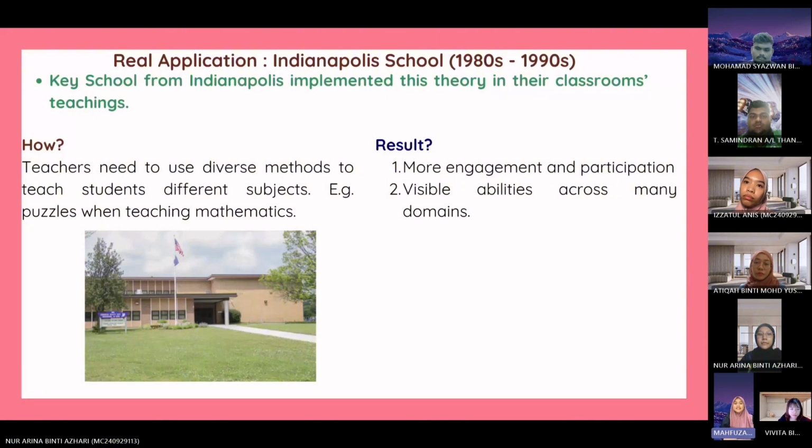In the 1980s and 1990s, Key School in Indianapolis applied Gardner's theory of multiple intelligences in real classrooms. Teachers used various methods, like puzzles in math, to match students' different learning styles. As a result, students showed higher engagement and participation, with their abilities becoming more visible across multiple domains.